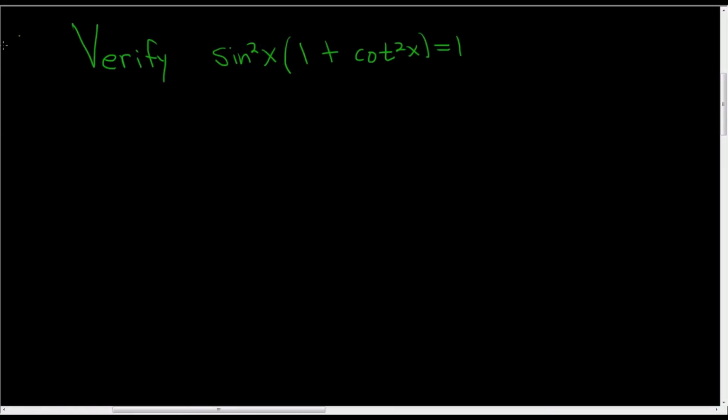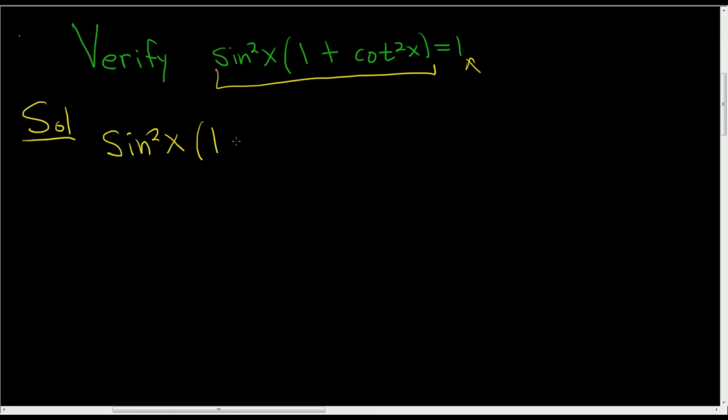We're being asked to verify a trigonometric identity, solution. So we'll start by writing down the more complicated side, which is this one, and showing it's equal to 1. So sine squared of x times 1 plus cotangent squared of x. Okay, this is equal to sine squared of x, and 1 plus cotangent squared is cosecant squared of x.